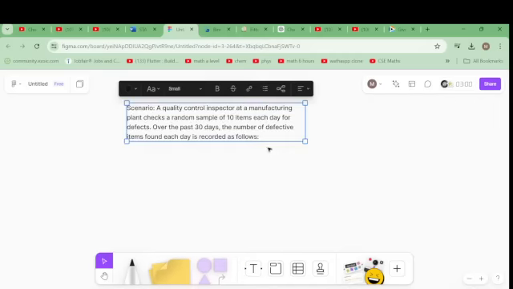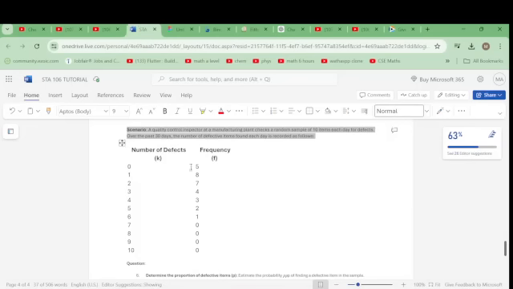Okay, the scenario says a quality control inspector at a manufacturing plant checks a random sample of ten items each day for defects. Over the past 30 days, the number of defective items found each day is recorded as follows. So let's see our table. It has the number of defects and the frequency. We know it is a binomial distribution. How? It is either there's a defect or there is no defect. Do you get it now?